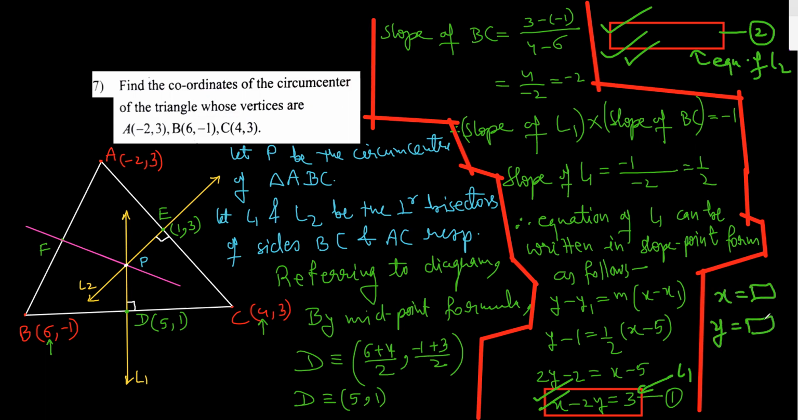Remember, these two values are nothing but the X and Y coordinates of the point of intersection of L1 and L2, because you solved their equations. The X value is the X coordinate of point P and the Y value is the Y coordinate of point P. And what is point P? Circumcenter. So you will write: therefore, the coordinates of the circumcenter are whatever these two values are. You got that?